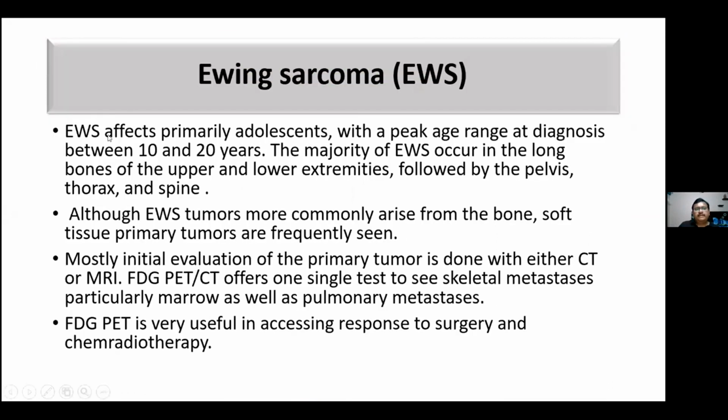Ewing sarcoma. Ewing's affects primarily adolescents with a peak age at diagnosis between 10 to 20 years. The majority occur in long bones of the upper and lower extremities, followed by the pelvis, thorax, and spine. Now, although Ewing's tumors more commonly arise from the bone, you can see Ewing's arising from soft tissue primary tumors also.